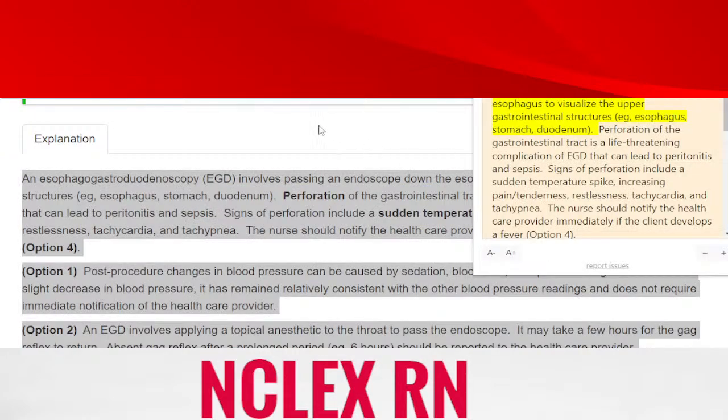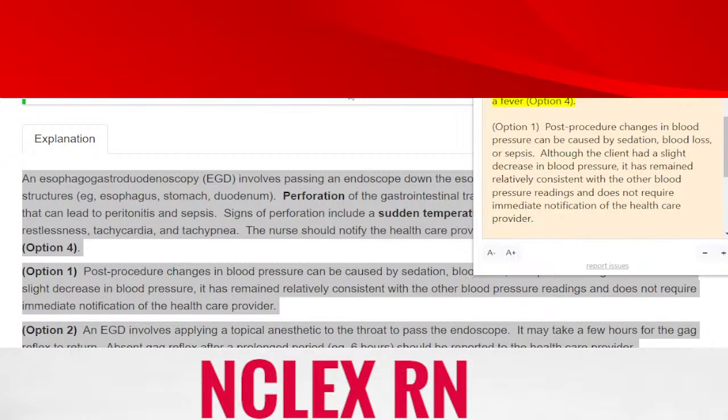An esophagogastroduodenoscopy, EGD, involves passing an endoscope down the esophagus to visualize the upper gastrointestinal structures, e.g., esophagus, stomach, duodenum. Perforation of the gastrointestinal tract is a life-threatening complication of EGD that can lead to peritonitis and sepsis. Signs of perforation include a sudden temperature spike, increasing pain, tenderness, restlessness, tachycardia, and tachypnea. The nurse should notify the healthcare provider immediately if the client develops a fever. Option 4.